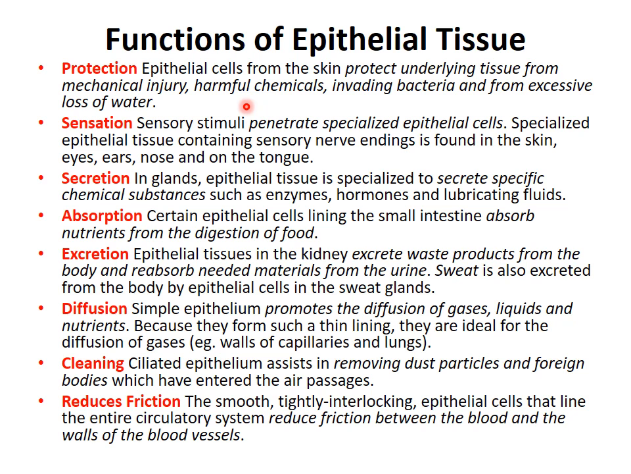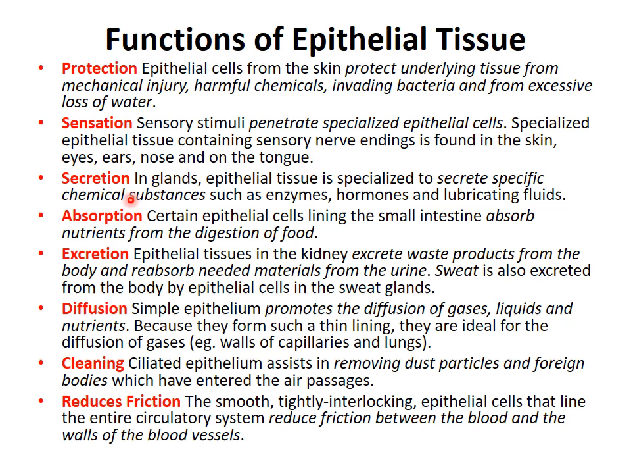So the epithelial tissue is keratinized here to form an extra layer which gives protection against harmful chemicals and invading bacteria. Then the sensations. There are sensory stimuli which penetrate the specialized epithelial cells, and there is specialized epithelial tissue which contains sensory nerve endings, found in the skin, eyes, ear, nose, and the tongue. So it provides the special senses in these areas, and also the general sensations.